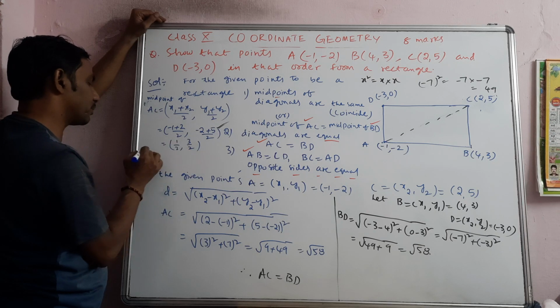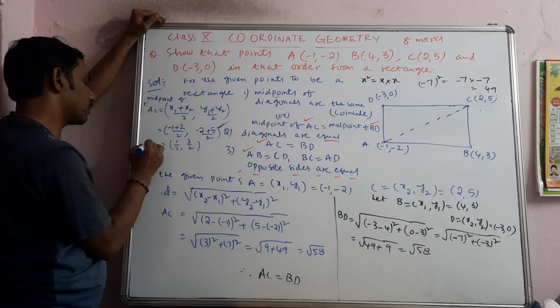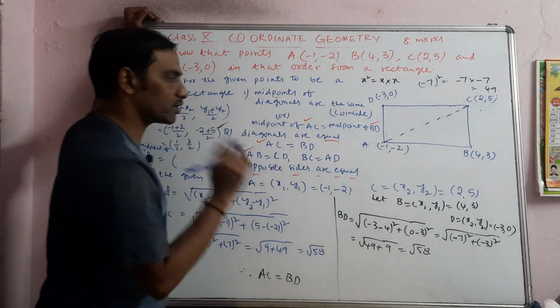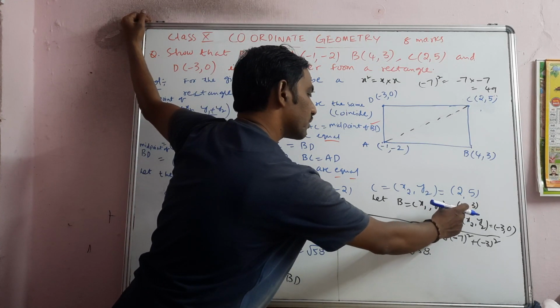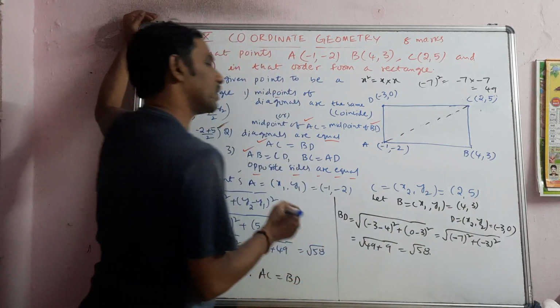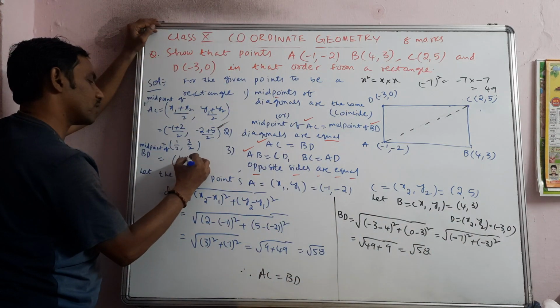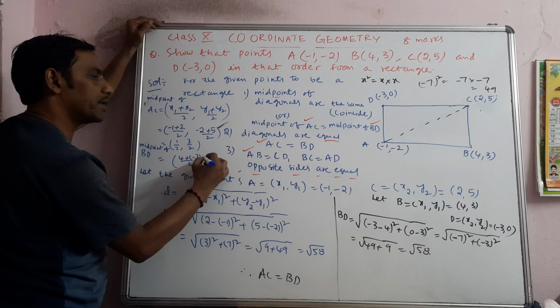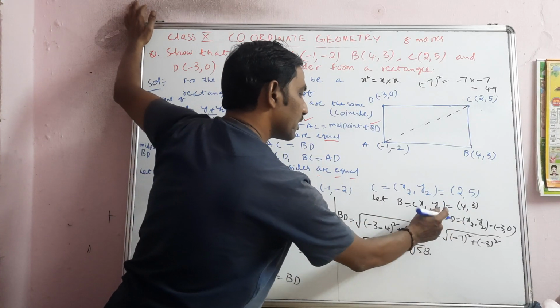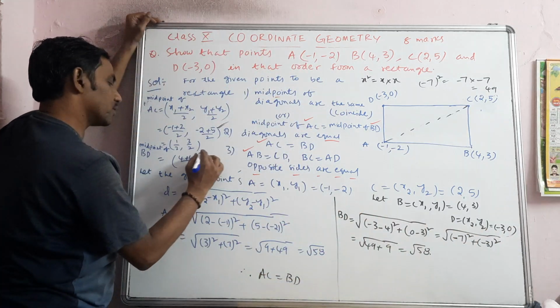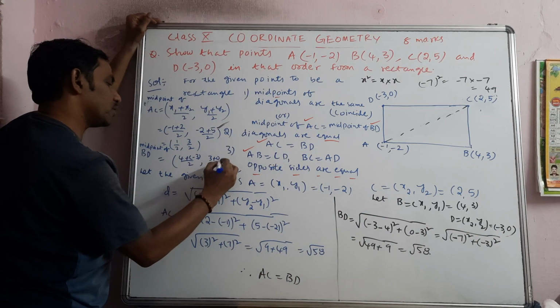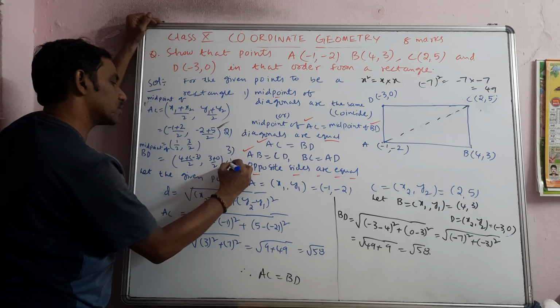Same way, if you find the midpoint of BD also, you will get the same, 1 by 2 comma 3 by 2. How do you take BD? B is x1, y1 and D is x2, y2, where x2 is minus 3. So 4 plus of minus 3 by 2, and y1 plus y2, where y1 is 3 and y2 is 0, so 3 plus 0 by 2. Again you are getting the answer 1 by 2 comma 3 by 2. So it means that the midpoints are equal.